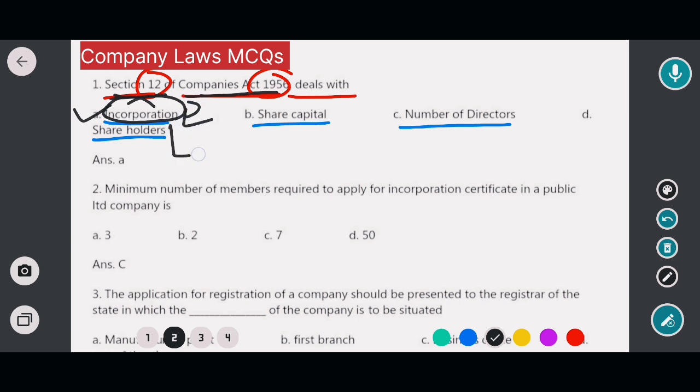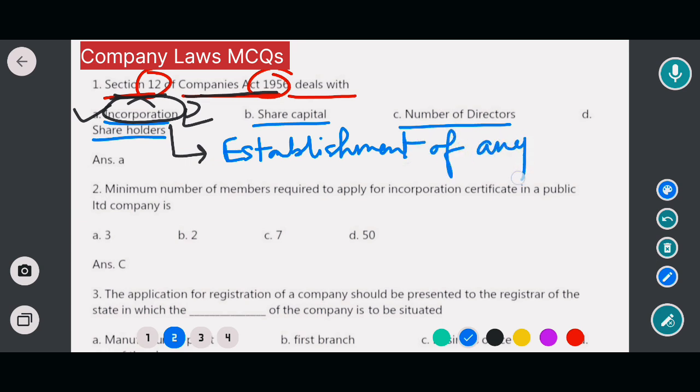So what is incorporation? Incorporation means the establishment of any company. So in this case, the correct option would be option A.